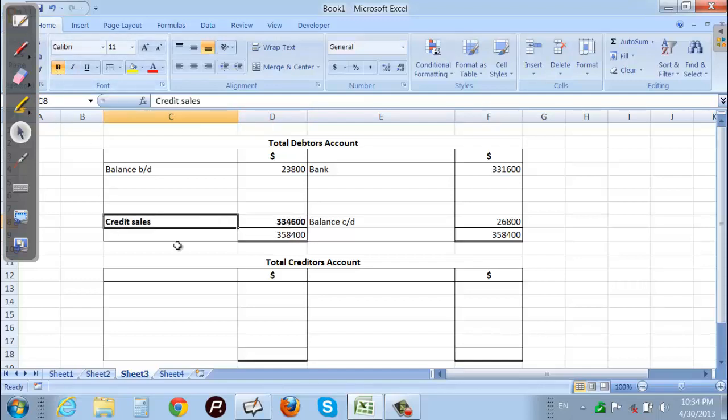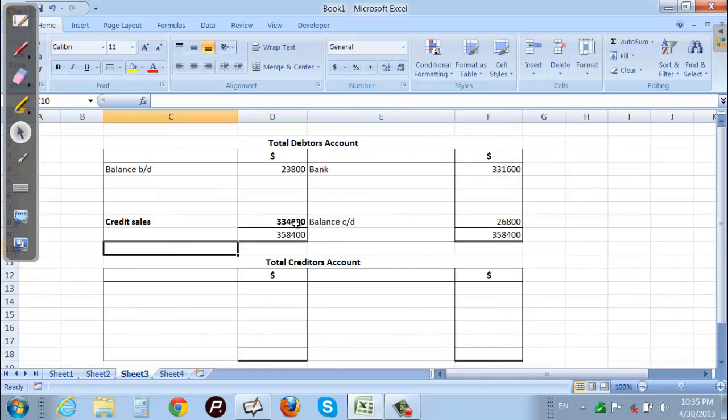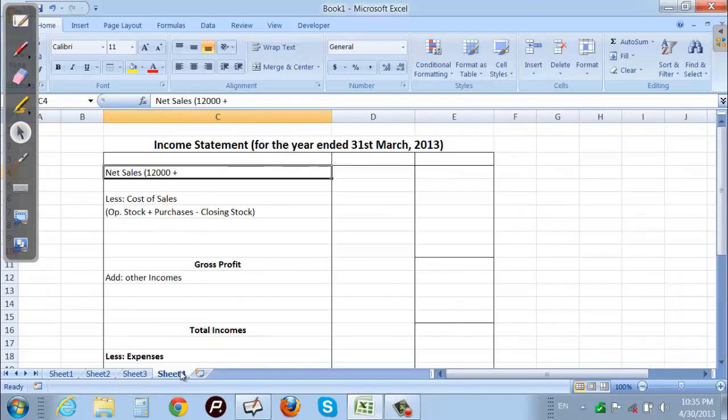So in this manner we computed credit sale, $3,34,600. Now this we will take in the income statement. What was the amount of credit sale? $3,34,600.